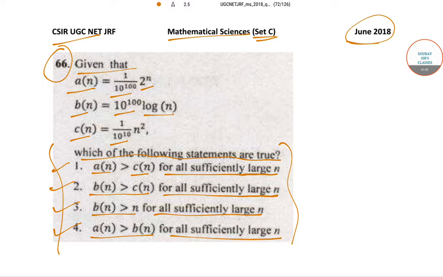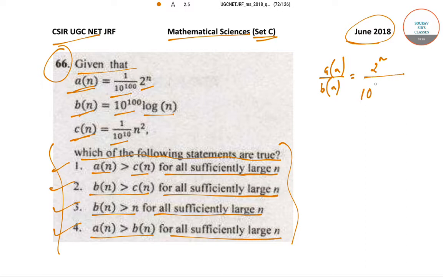So we've been given three sequences: a_n, b_n, and c_n, and we have to find out which is greater than which for sufficiently large n. First we'll find out a_n by b_n. Now a_n by b_n is basically equal to 2 to the power n by 10 to the power 100, divided by 10 to the power 100 log of n. So this will come down to 2 to the power n by 10 to the power 200 log of n.